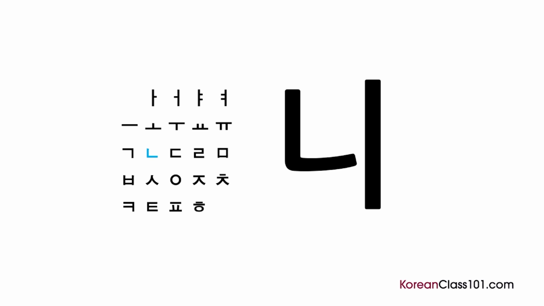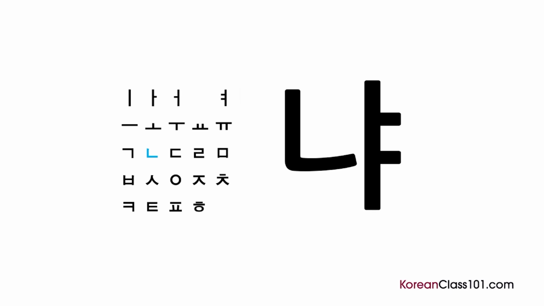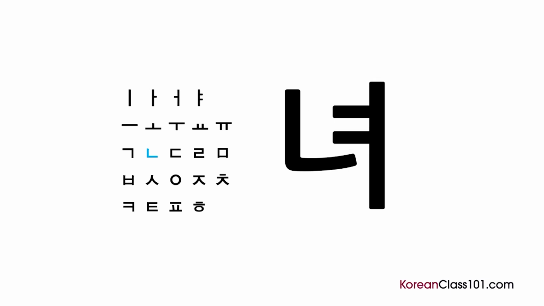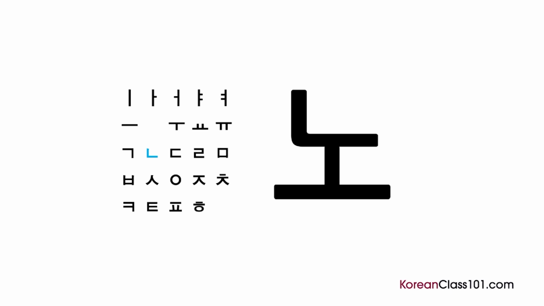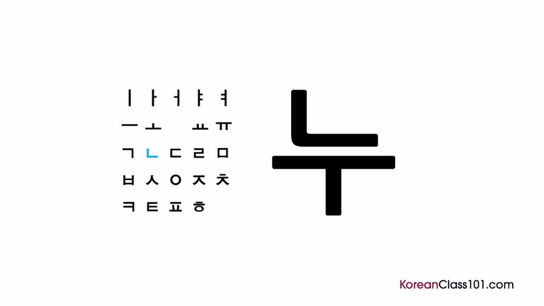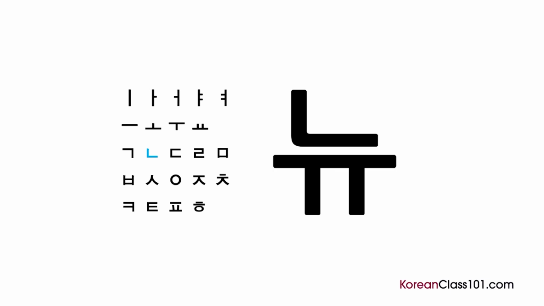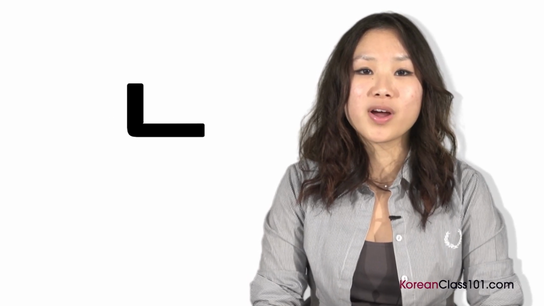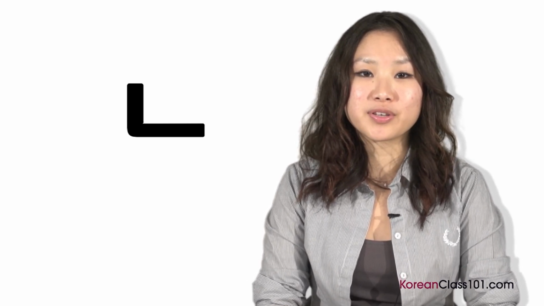니, 나, 너, 냐, 녀, 느, 노, 누, 뇨, 뉴. You can think of this character's shape as a tongue pressed against teeth, which is what you do when you make this sound. Try to make this sound and notice the position of your tongue.